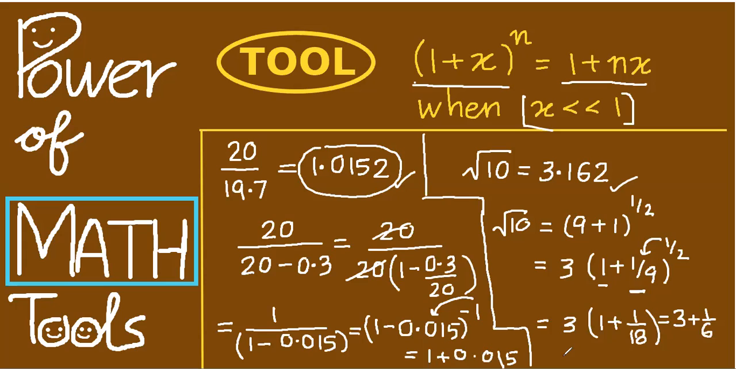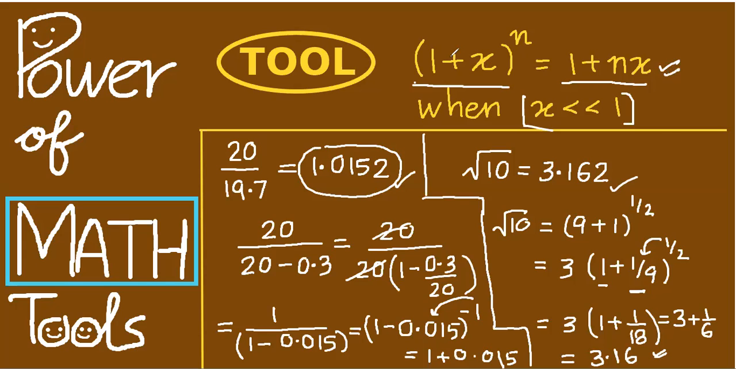You can clearly calculate this. 1 by 6 is 0.16. So that is 3.16. So you can see whatever we are trying to do here is a simple adjustment in the denominator or in the square root, and make our life simple.